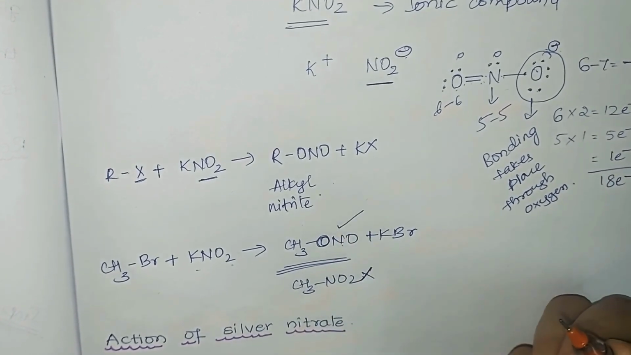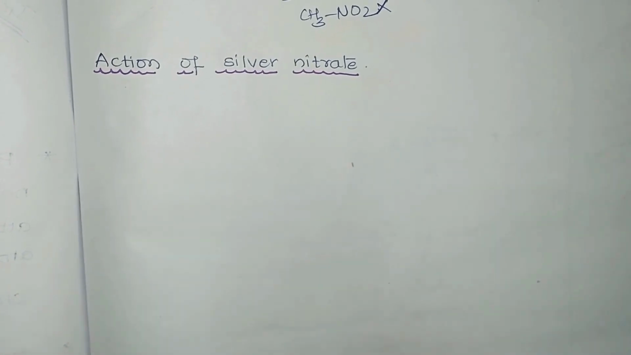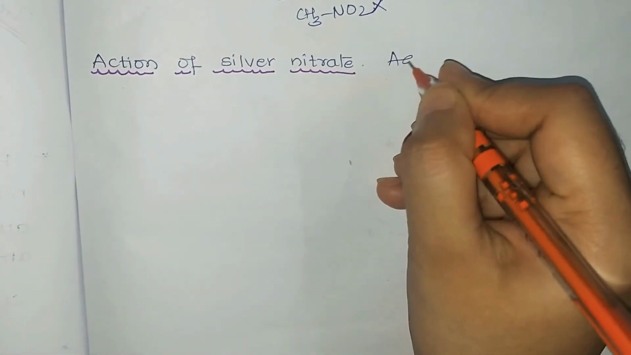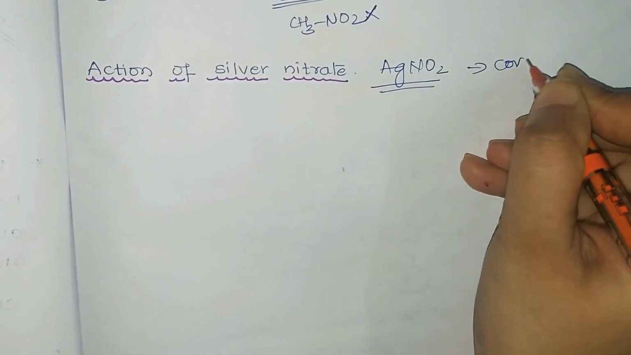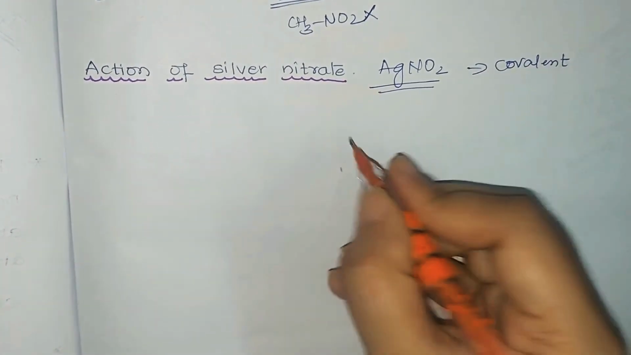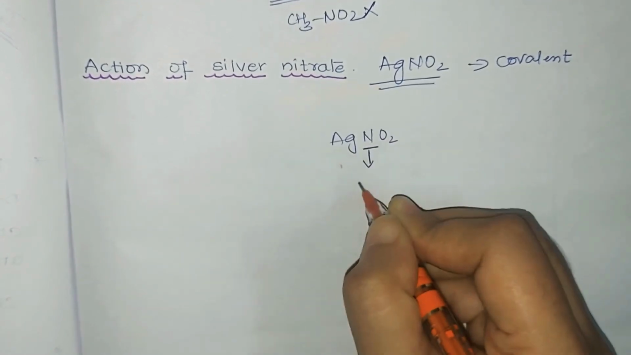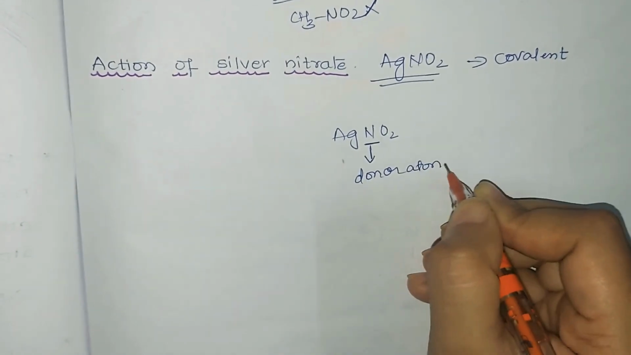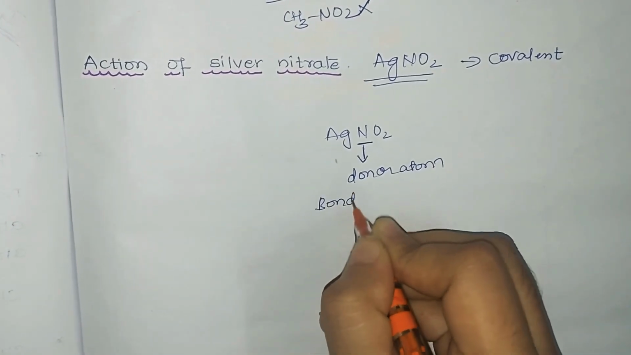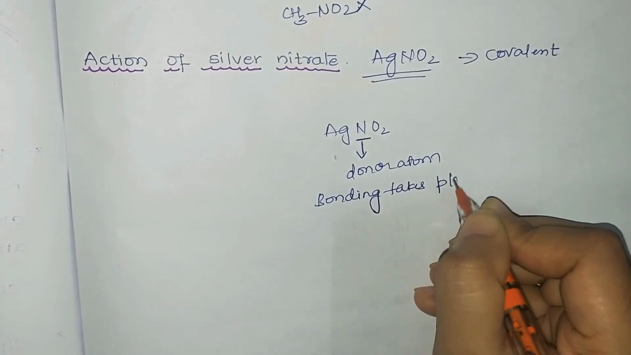Next is action of silver nitrite. So what is the formula for silver nitrite? AgNO2. So here what is the nature of AgNO2? It is covalent in nature. Hence the bonding in AgNO2 takes place through which atom? Nitrogen atom. So which is a donor atom here? Nitrogen will act as a donor atom, that is electron pair donor. Hence we say bonding takes place through nitrogen atom.